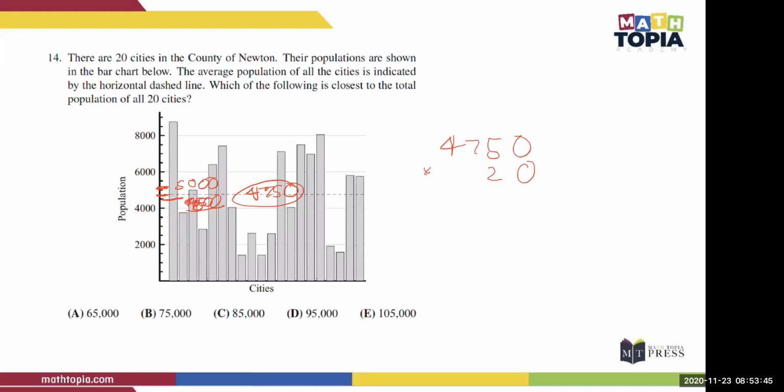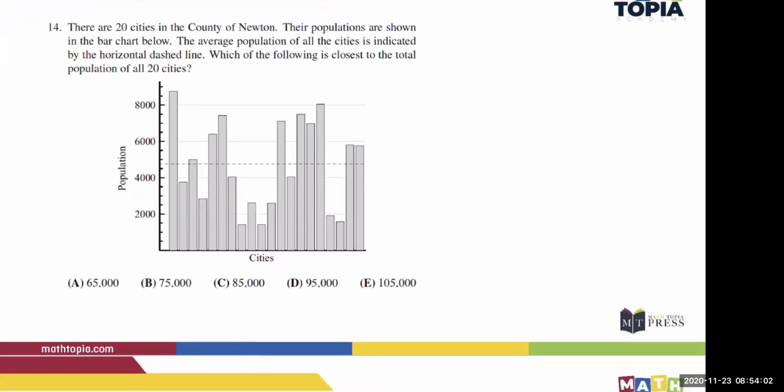Closest, right? Double of 4,000. That's going to be 95,000. So that's very nice.